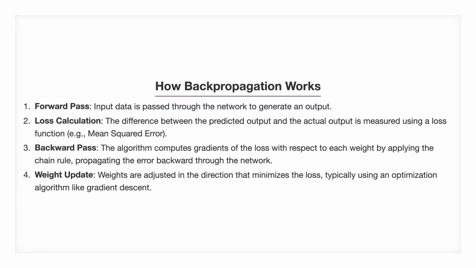squared error. Backward pass. The algorithm computes gradients of the loss with respect to each weight by applying the chain rule, propagating the error backward through the network. Weight update. Weights are adjusted in the direction that minimizes the loss, typically using an optimization algorithm like gradient descent.